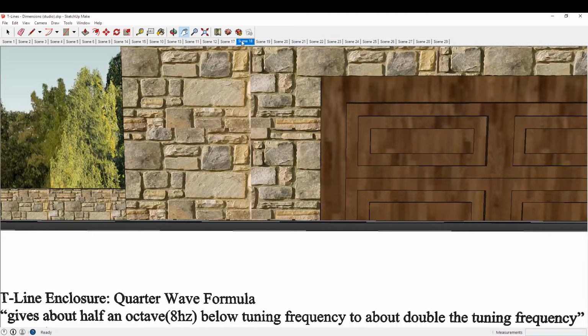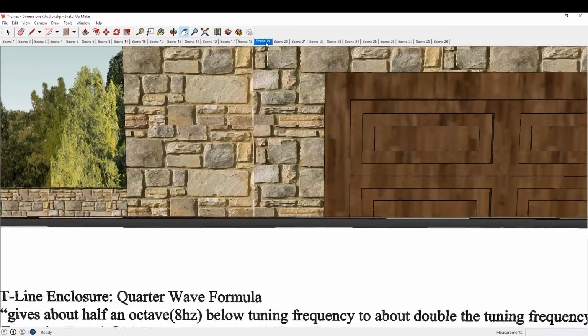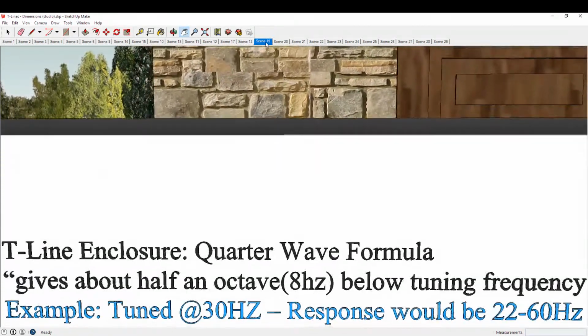So the quarter wave formula, what does it do? This is one of the biggest pros for it. It gives you about half an octave or 8 hertz below tuning frequency to about double the tuning frequency itself. This is pretty much one of the biggest perks of it. An example of that would be if you tuned it to roughly 30 hertz, the response would be around 20 to 60 hertz. And as you guys can tell just by that number, that's a broad frequency range that you can cover with just one enclosure and one driver.